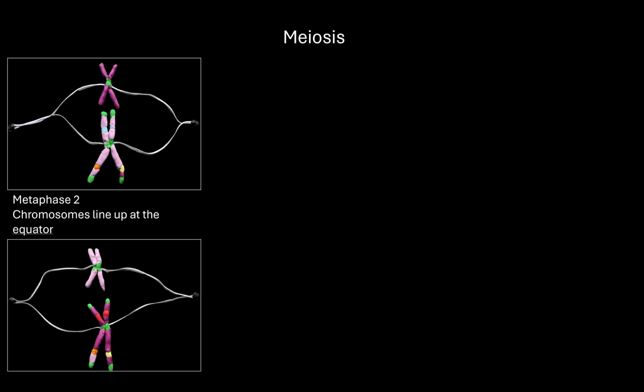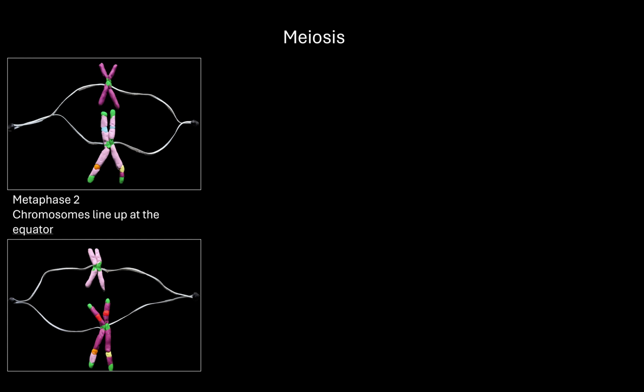So after anaphase 1, we then have telophase 1, where they reach the poles, where the nuclear envelopes reform and they uncoil, and then we have prophase 2 occur. In prophase 2, the nuclear envelope disappears again. They then will supercoil again, and we will have those spindle fibers reforming.